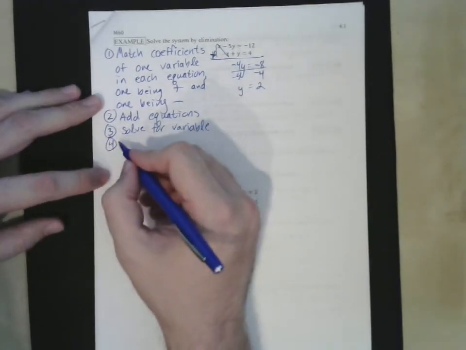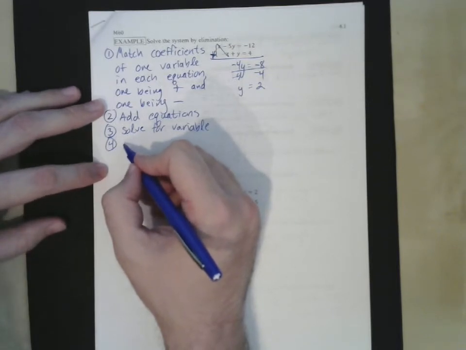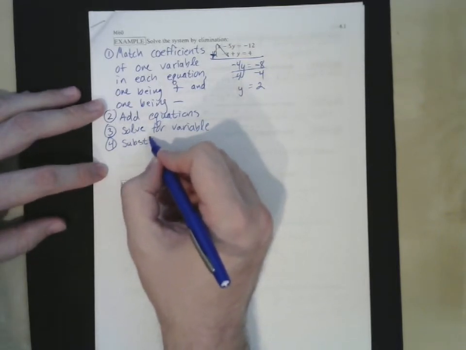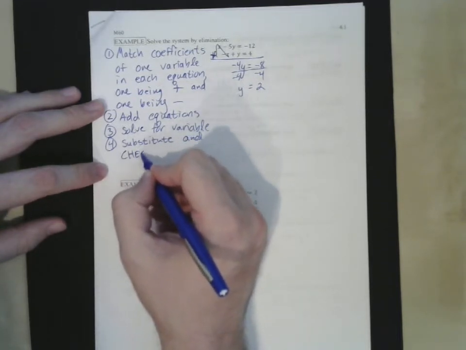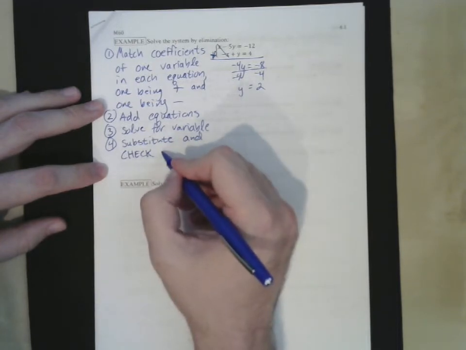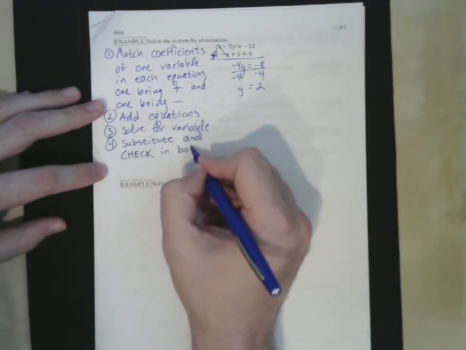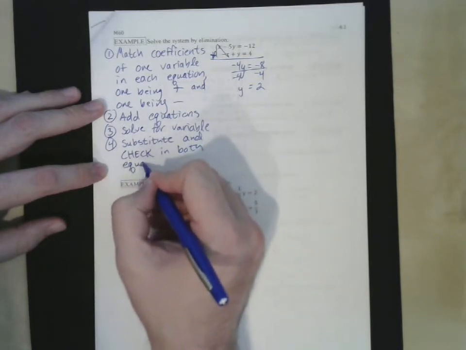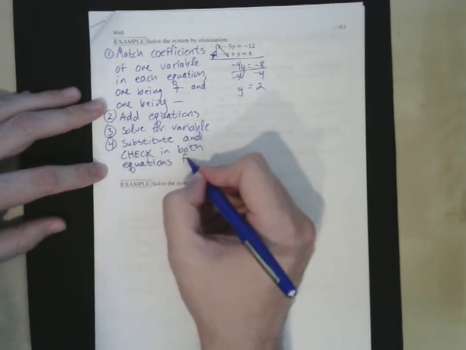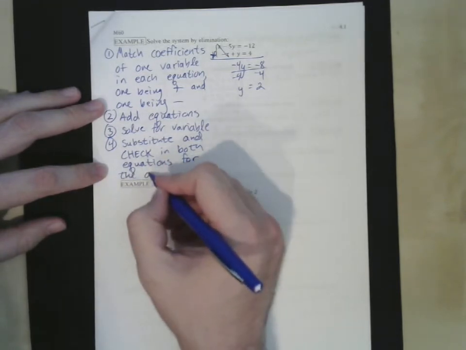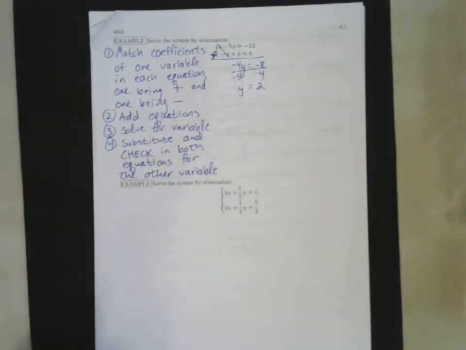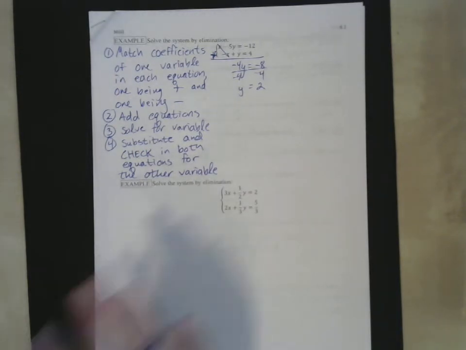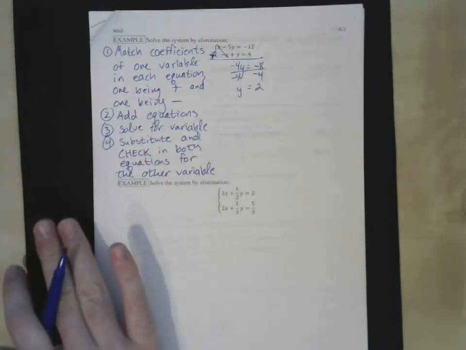And then number 4 is to substitute and check in both equations for the remaining variable, or the other variable. So this is, I said at the very beginning of this first video, that elimination is my personal favorite, because we don't have to do the check and the solving part separately.